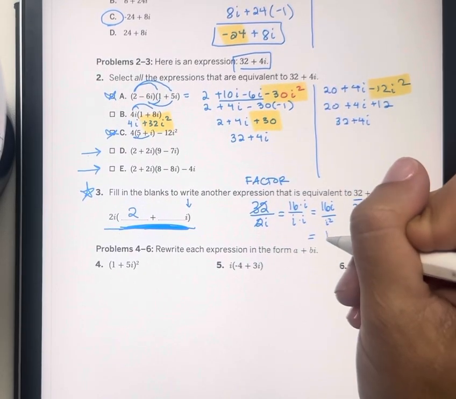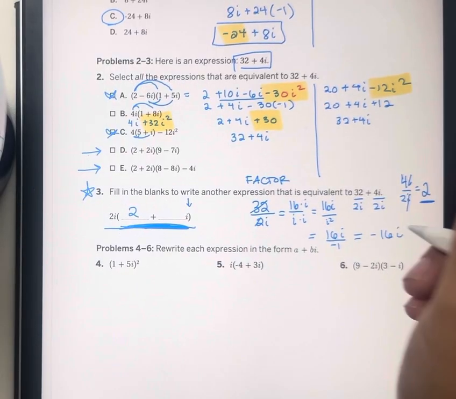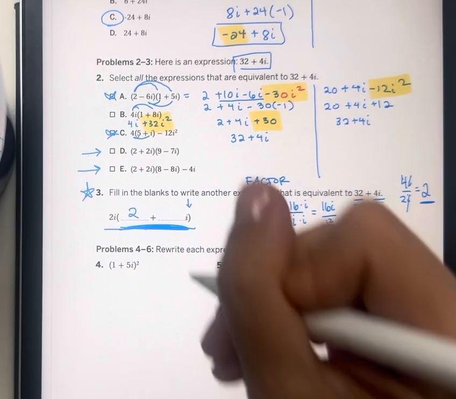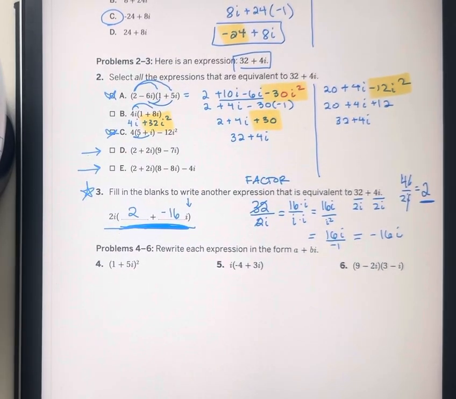So this is 16i divided by -1, which is -16i. So the part of that parentheses that has an i is -16. Okay?